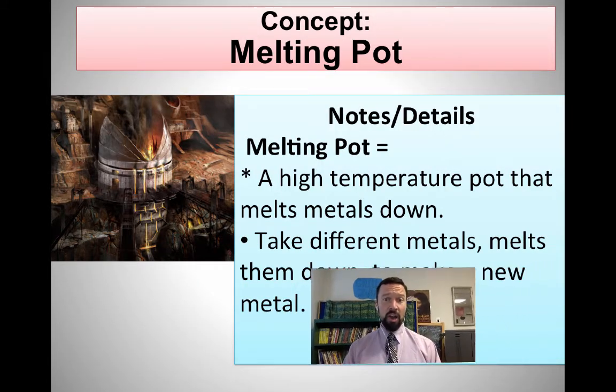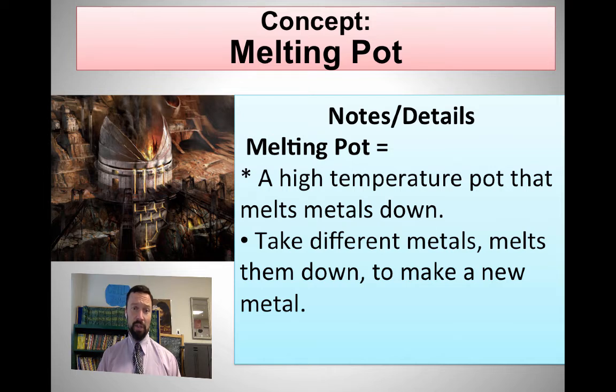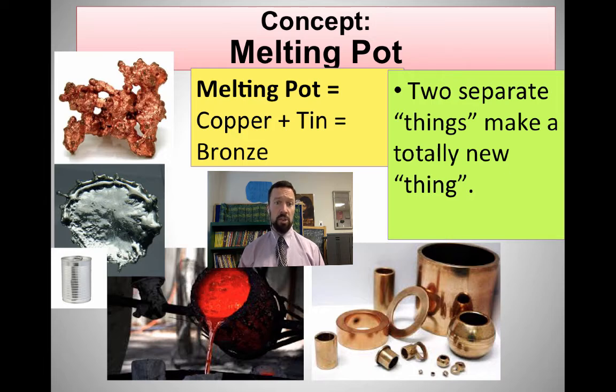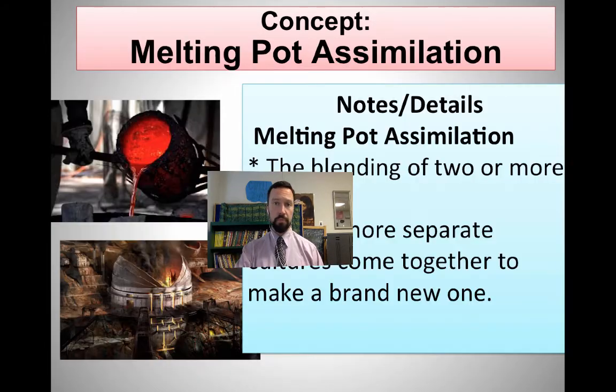With that being said, a melting pot is generally a high temperature pot that melts metals down. Okay? So the idea is that you take different metals, you melt them down, and you combine them to make a new metal. There are certain metals that are made because man mixes them together, such as copper and tin. If you mix them together, you get bronze. And bronze is really, really helpful in some ways. It's stronger than both copper and tin, but it still can be molded into a lot of different shapes. It's used all the way around. So it's two separate things that make a totally new thing that didn't exist before.